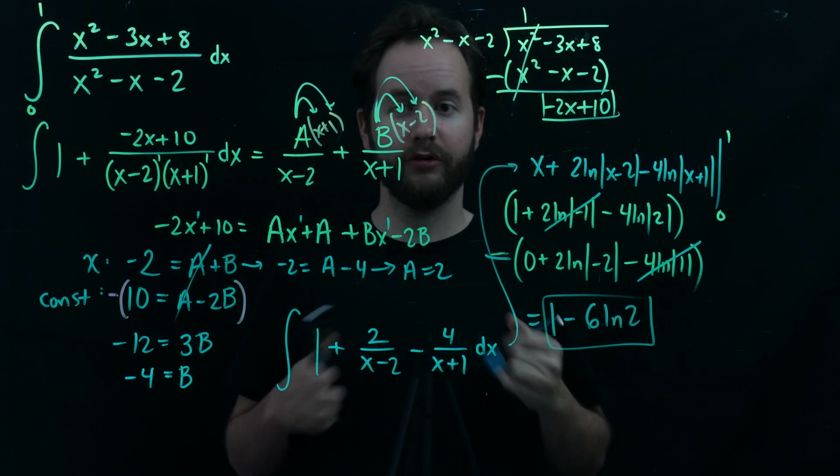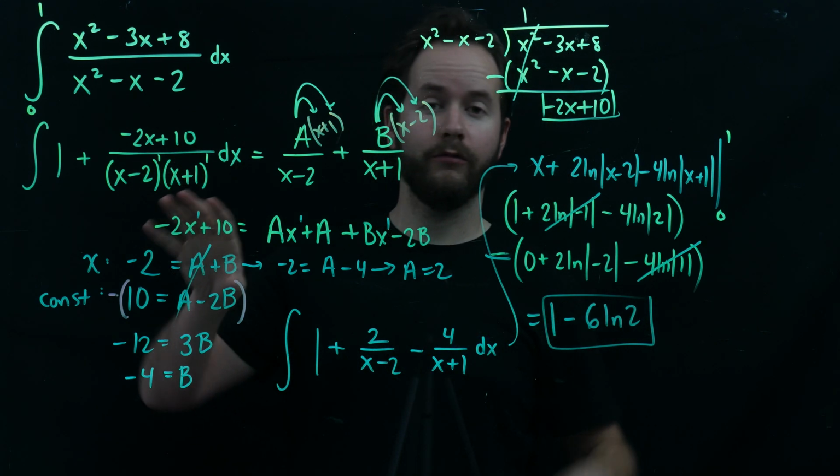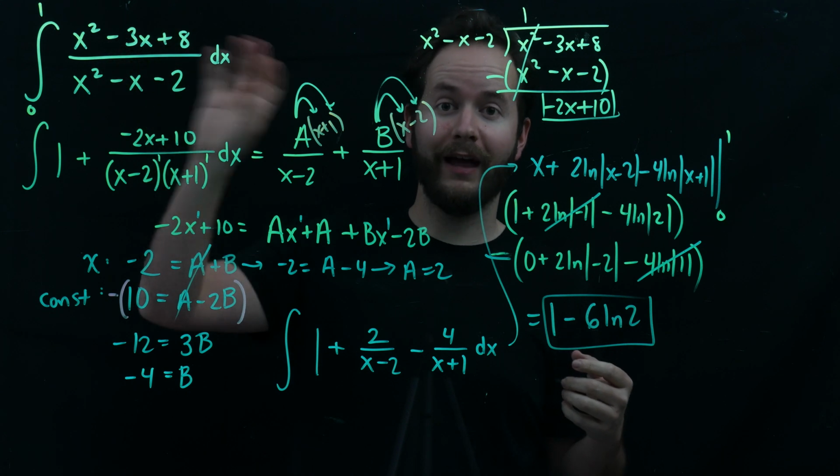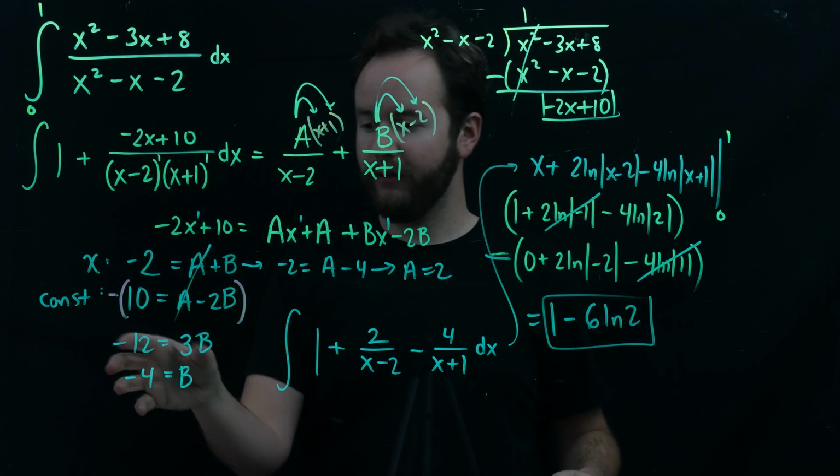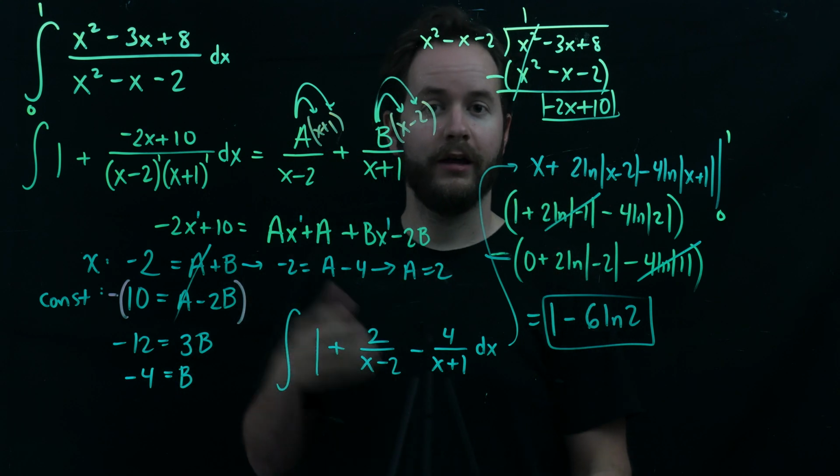And that is a partial fraction decomposition problem. Notice that, to recap, we need to do long division first. That kicks off this problem, and then we follow the usual steps of getting a common denominator, solving the system of equations, and then integrating and evaluating with our bounds.